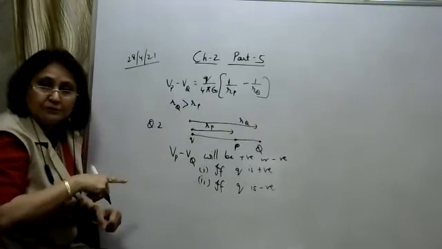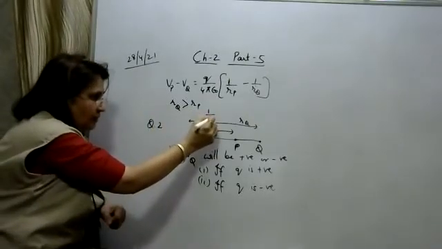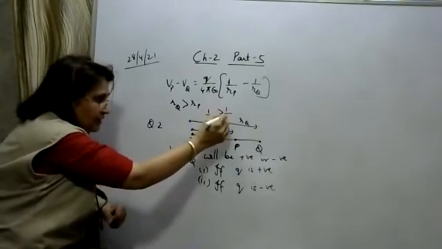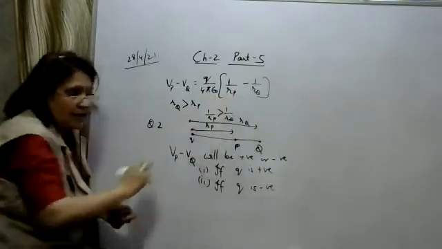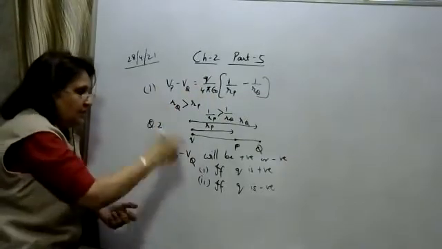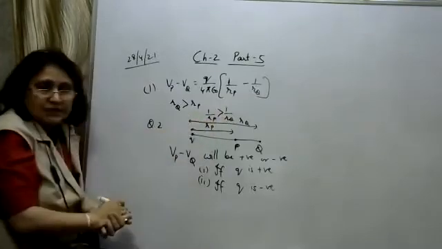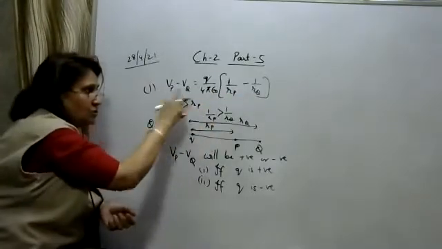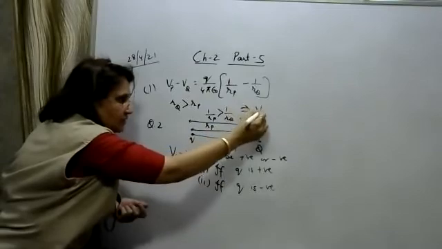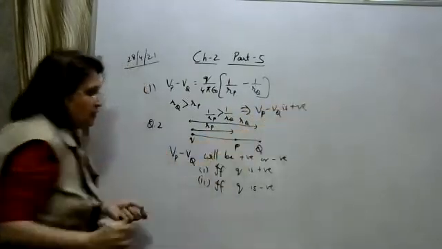So 1 upon Rp will be greater than 1 upon Rq. In the first part Q is already positive. As 1 upon Rp is greater than 1 upon Rq, Vp minus Vq is positive. Now do the second part.